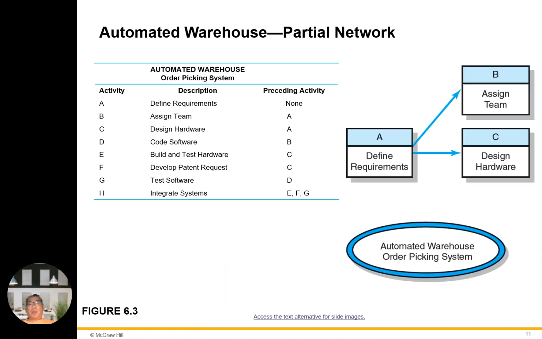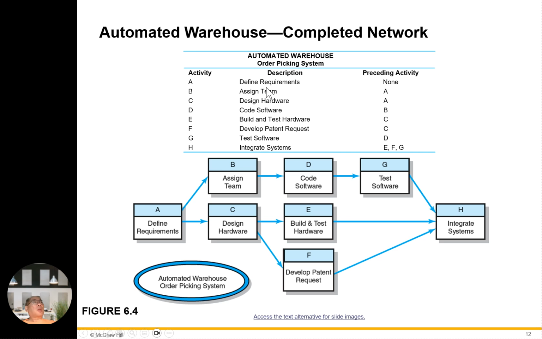Once you do that, let me just go back and make sure I didn't miss anything. So A is the base, then B and C. From B and C, go to D, code software, and the test hardware, and then integrate the system. Okay, but this can only be done when D, E, and F are done. So from C, it has to be build and test hardware, and then F, the flow pattern request, then integrate the system. That's the typical automated warehouse in a complete network system.